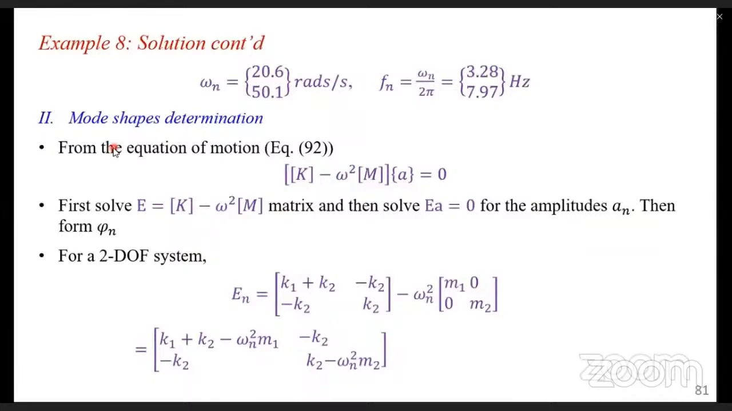Okay. Now the mode shape. We want to see the mode shape for this structure. Yeah, the mode of vibration, not the shape of vibration. So you see from our eigenvalue problem, equation 92, first we need to solve for this part. And then we also need to solve for when the whole of this is equal to 0, so that you can get the amplitude An. Then we form phi n.